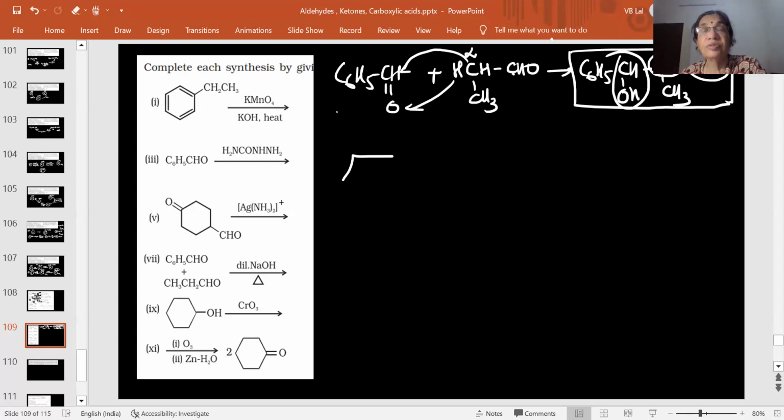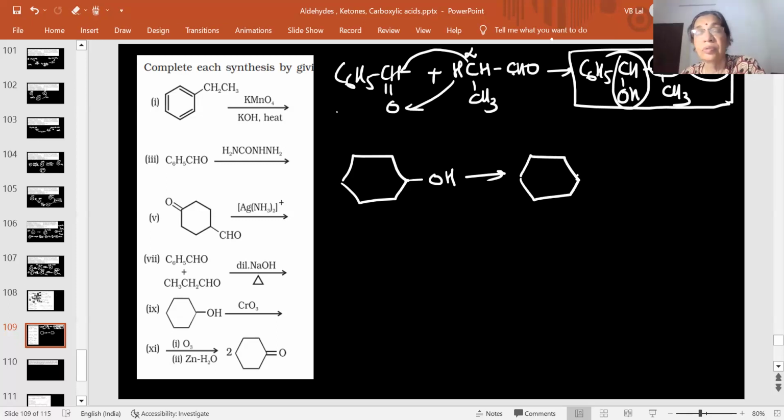Next is this one with CrO3. CrO3 is what? It is also an oxidizing agent, it will convert alcohol to a ketone. CrO3, it will oxidize it to a ketone. Okay, this group gets oxidized. Hydrogen is removed. One from here and one from here, so you get a cyclohexanone. Then the ninth one, this is ninth, and then the 11th one.